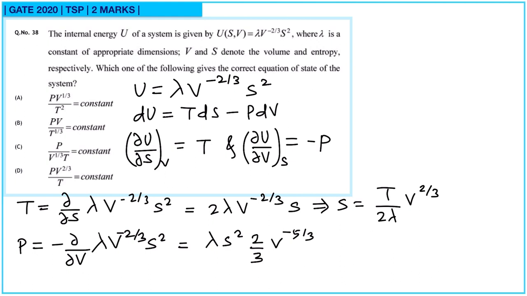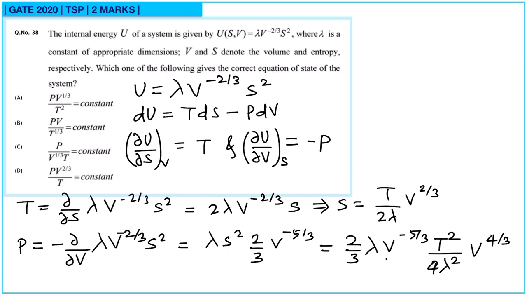So this is P. So here we can substitute values of S here. So this will be P is equal to 2 by 3 into lambda into V raised to minus 5 by 3 into S square, means square of this. So this will be T square upon 2 square lambda square. So that is 4 lambda square and V raised to 4 by 3.